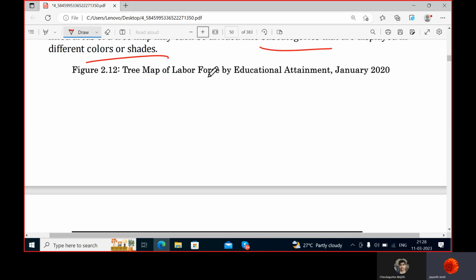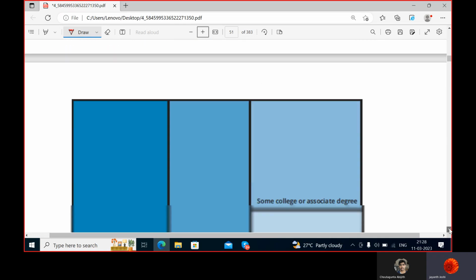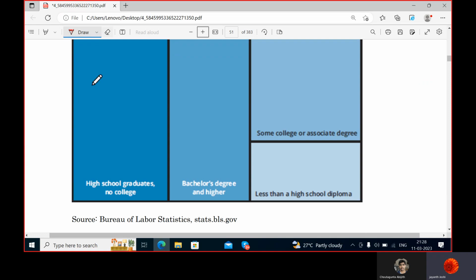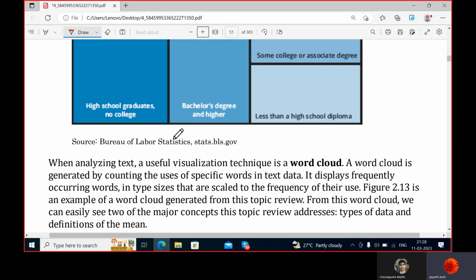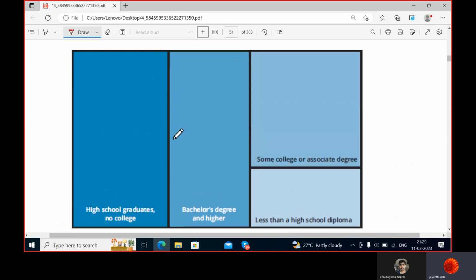Tree map of labor force by educational attainment. So labor force, you know how they are educated, they'll be posted. High school graduates, it's a small diagram here with different colors. The colors are very dark here and somewhat lighter, and this is even lighter, and this one is very transparent. It doesn't seem to be as vibrant, very light. Correct? We'll see it in that way.